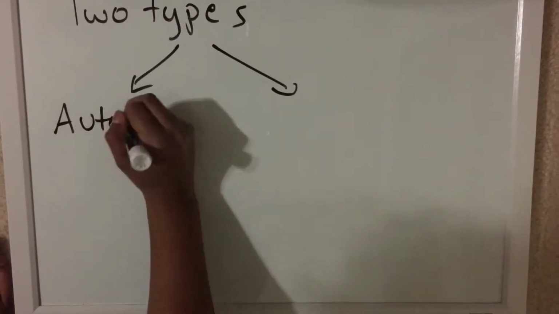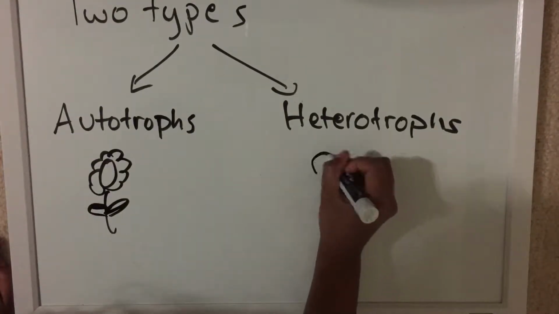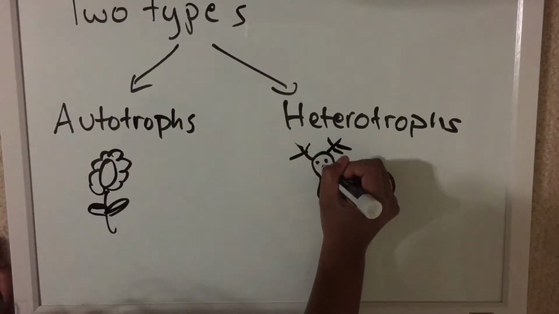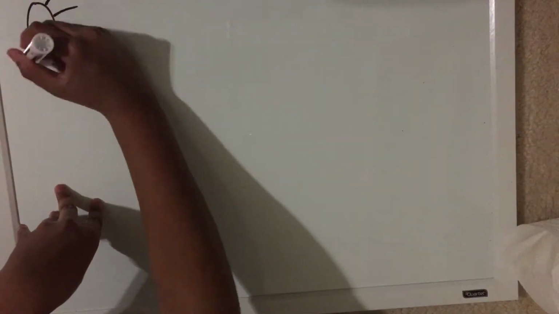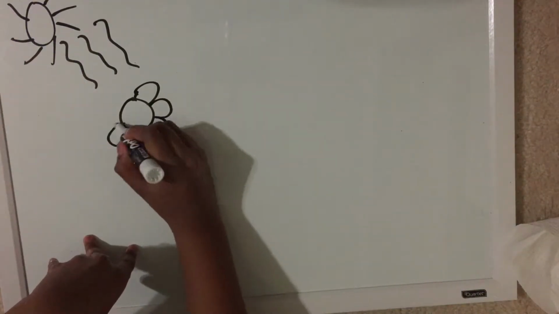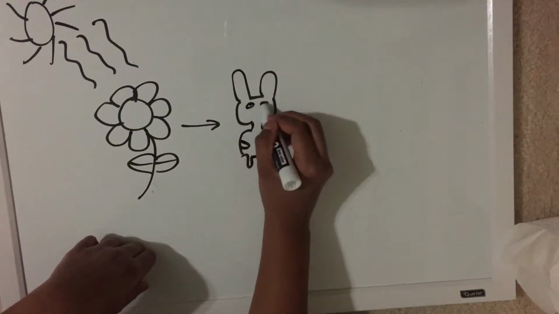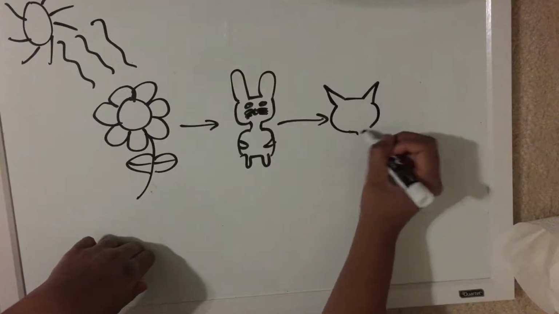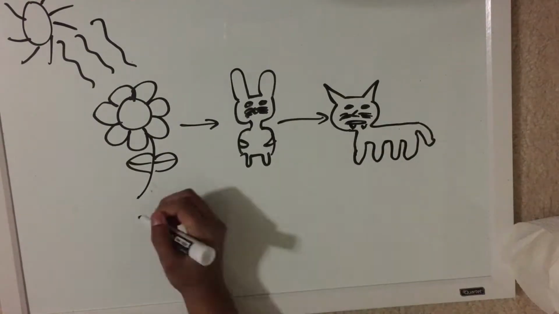There are two types of organisms, autotrophs and heterotrophs. Autotrophs make their own food, like plants. Heterotrophs can't, so they have to eat autotrophs to gain energy. So the sun provides the light energy that is used by plants to make food, which are then eaten by other animals through a series of chains. This is basically the transfer of energy.